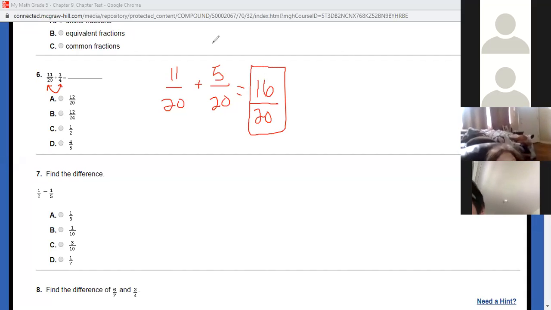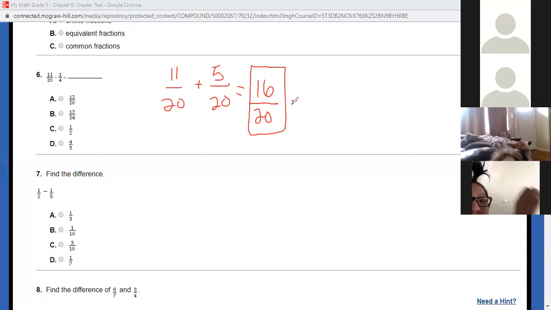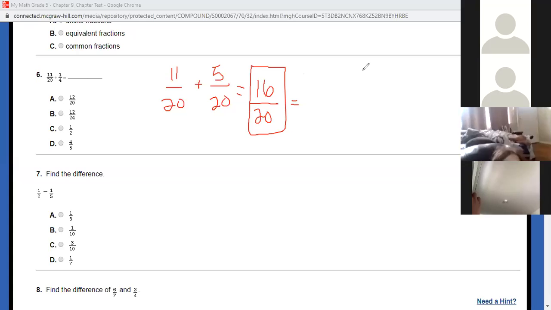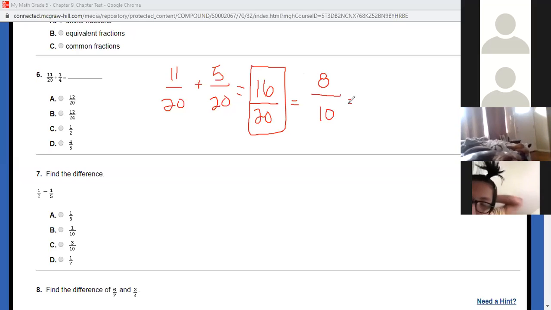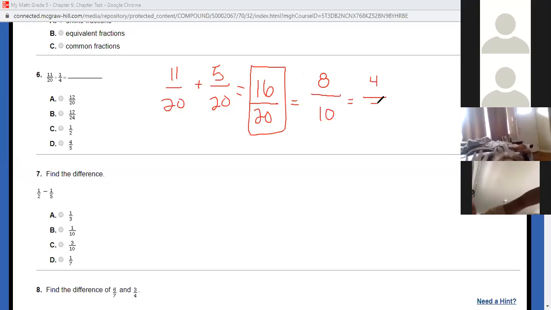But I don't see that answer over here, which means we need to simplify. To do that, the easiest way, because they're both even, is to just divide by 2 first. So Anwar, do you know what half of 16 is? Or 16 divided by 2? That's okay if you don't. So for those of us trying to help them out, half of 16 is 8, and then half of 20 is 10. Do I see 8 over 10? I do not, so I can keep going. So half of 8 is 4, and then half of 10 is 5. Do I see 4/5? Yes, which means that is my answer.